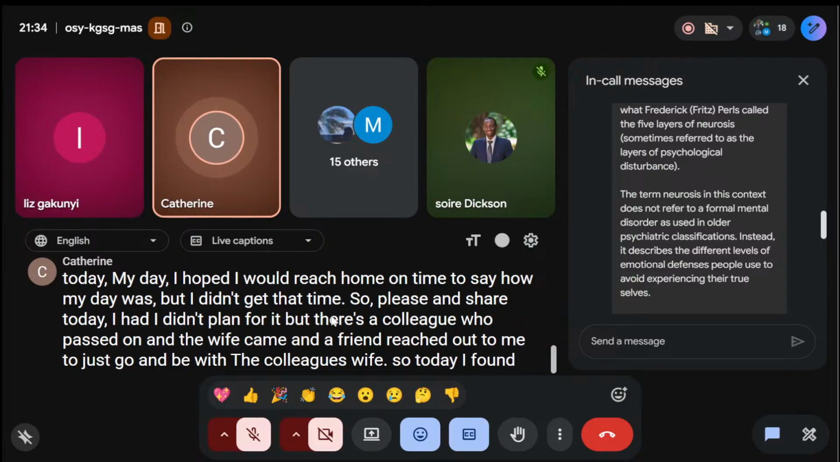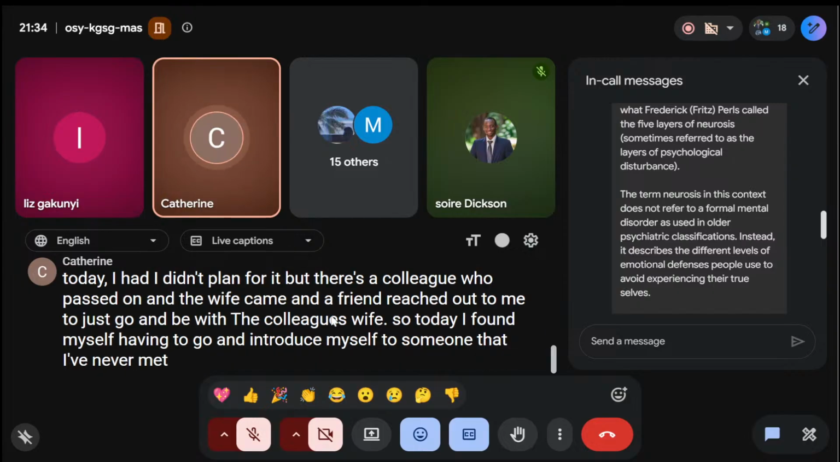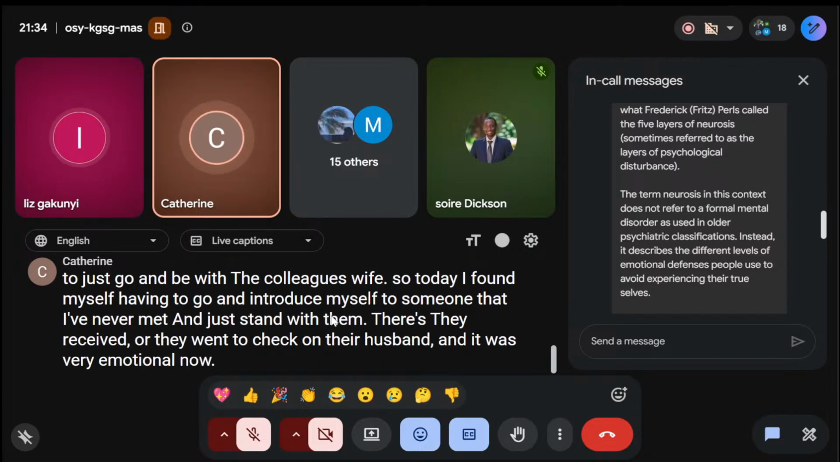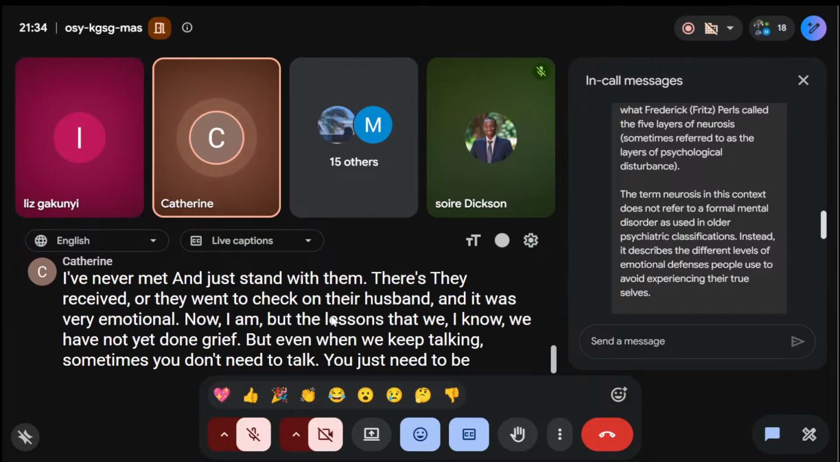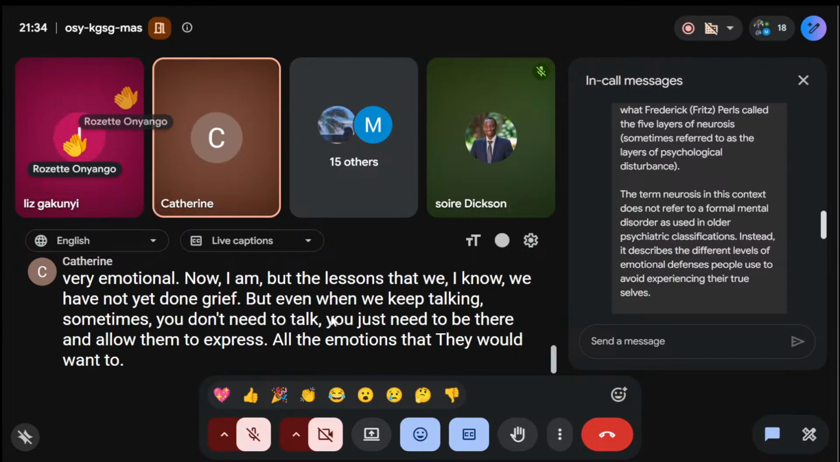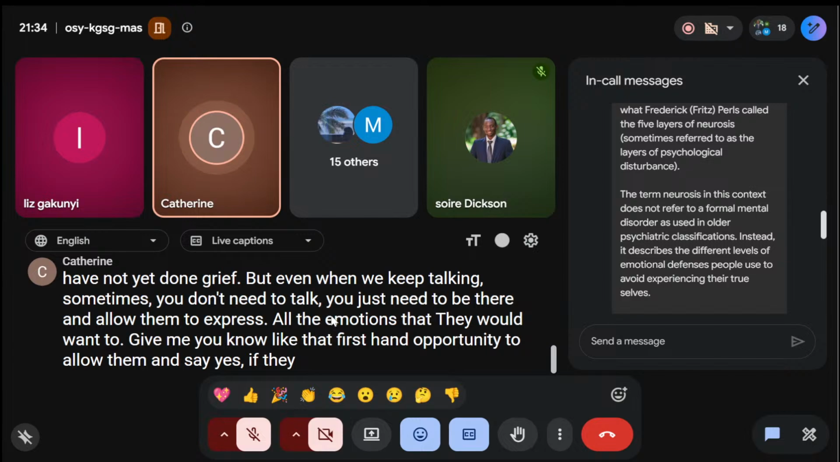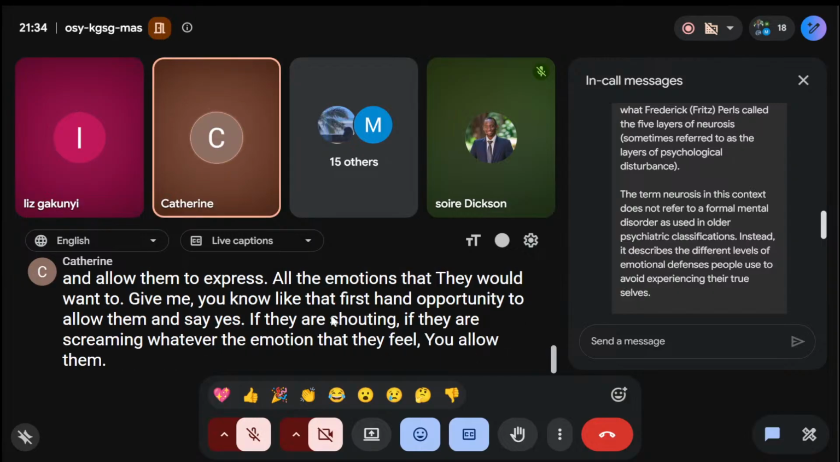So today I found myself having to go and introduce myself to someone that I've never met and just stand with them there as they went to check on their husband, and it was very emotional. Now I remembered the lessons that I know we have not yet done grief, but even when we keep talking, sometimes you don't need to talk, you just need to be there and allow them to express all the emotions that they would want to. If they are shouting, if they are screaming, whatever the emotion that they feel, you allow them to be.